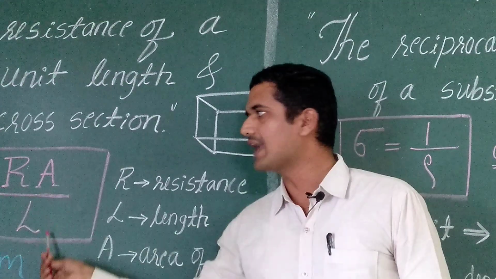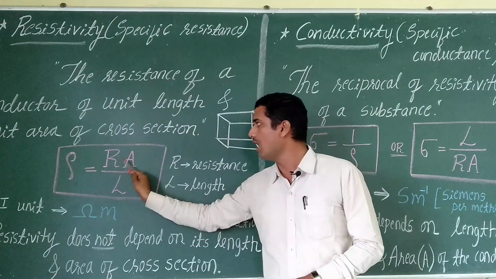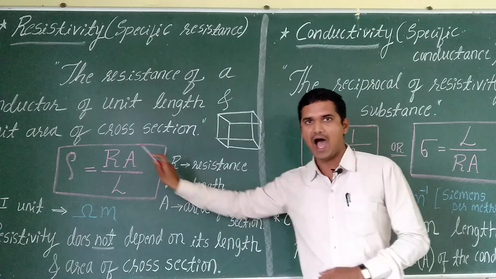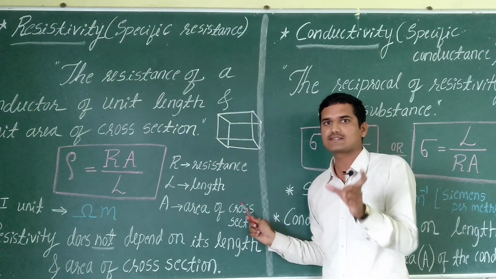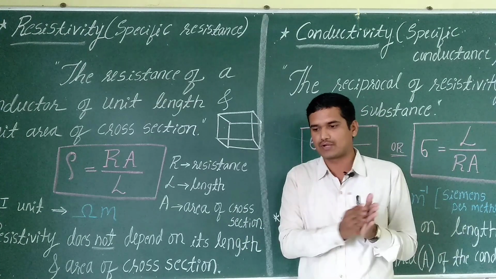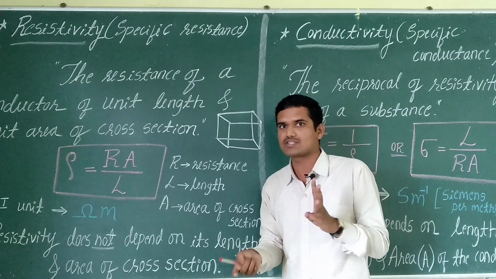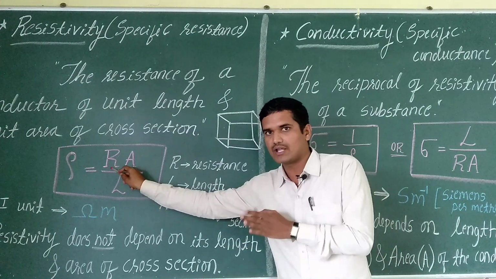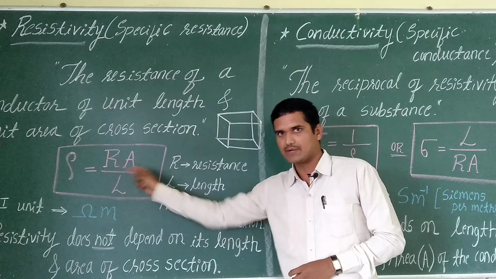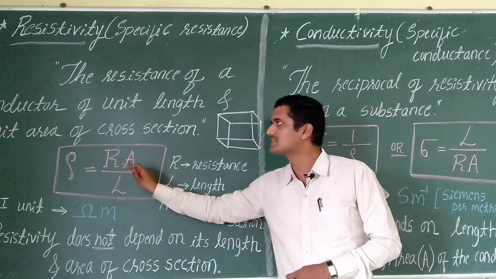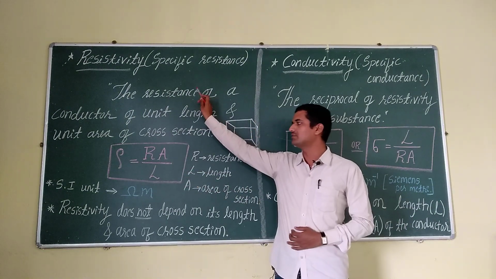Rho is equal to RA divided by L. This is the Greek alphabet rho, which is equal to R into A divided by L. R is indicating resistance created by that substance. Resistance is a one-dimensional concept, you can take only length, but in case of resistivity, you can take length, breadth, and height, a three-dimensional concept. You take the resistance first, then the area, divided by the length. This complete set is called resistivity. Rho is equal to RA divided by L. This is the formula of the resistivity.